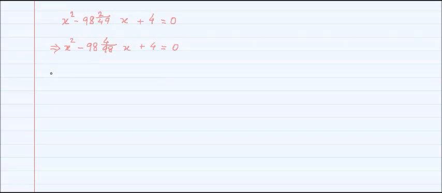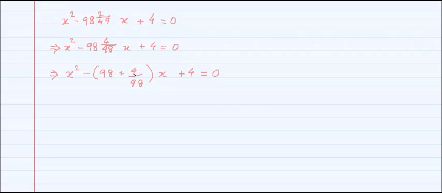So the next thing that we do is we just separate these two. This is the whole number part and this is the fractional part. So we will be separating these two parts of the mixed fraction. That is x squared minus, we write 98 plus 4 by 98, into x plus 4 equal to 0.